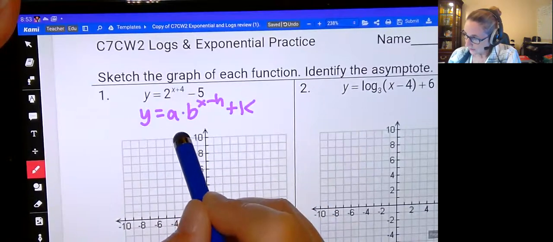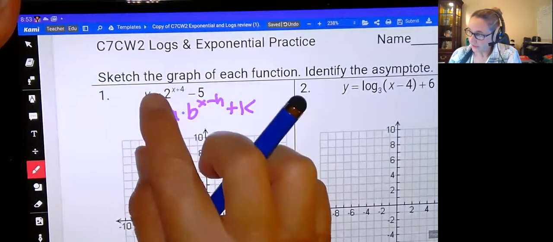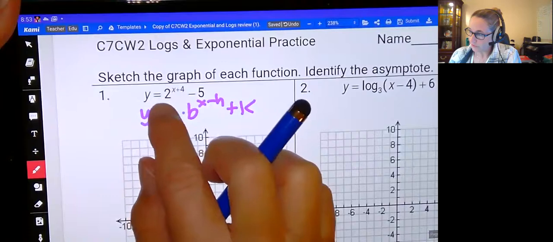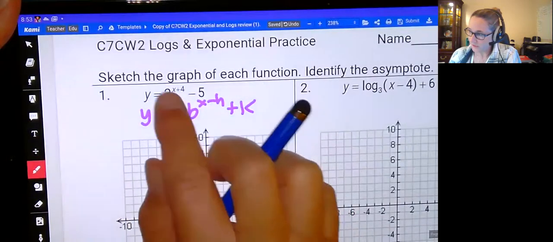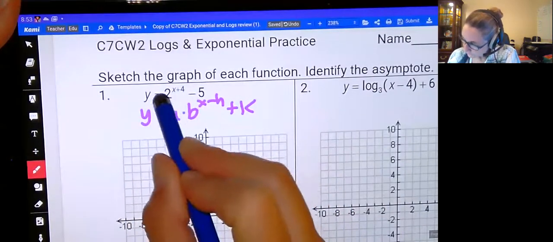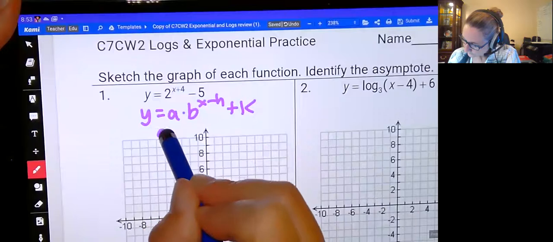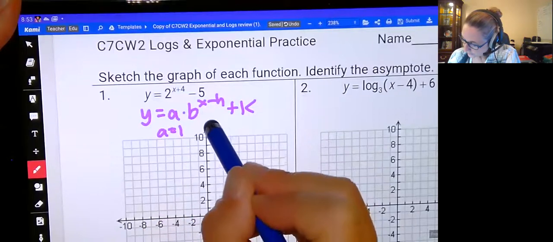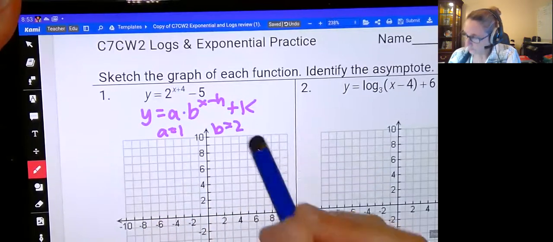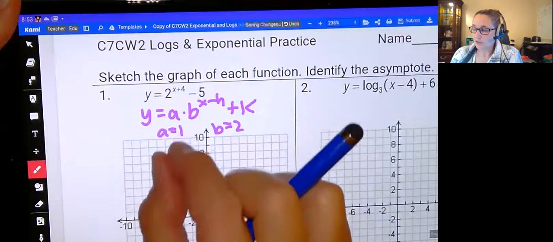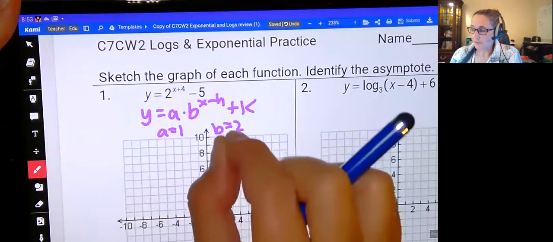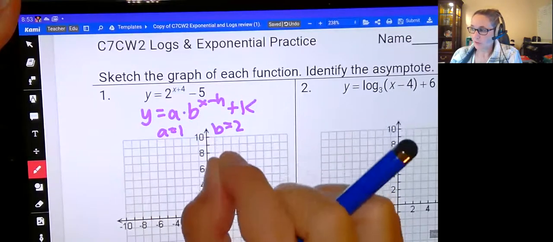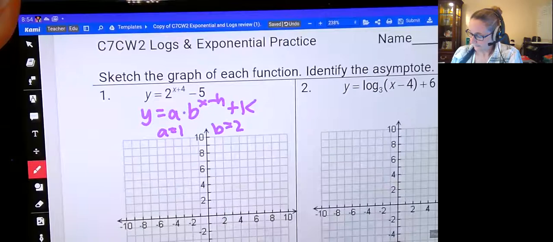Your a is going to be the number in front of this 2, because this 2 is actually our b. It is a thing that's being raised to the power. So the number in front of the 2 is a 1. So my a is going to be 1. My b is going to be 2. So the a is our start. I'm going to be starting 1 high. And then this being a 2, I'm timesing by 2, timesing by 2, timesing by 2.